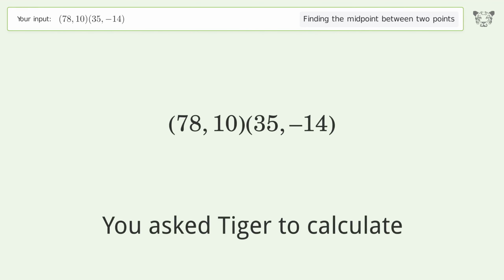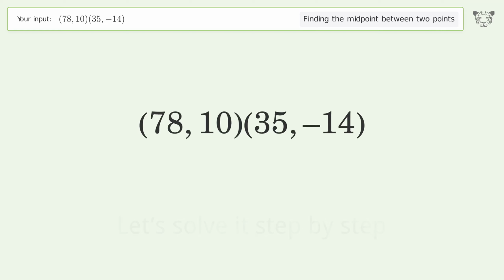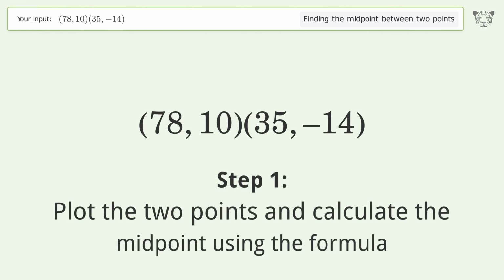You ask Tiger to calculate. This deals with finding the midpoint between 2 points. The midpoint between the 2 points is 56.5, -2. Let's solve it step by step. Plot the 2 points and calculate the midpoint using the formula.